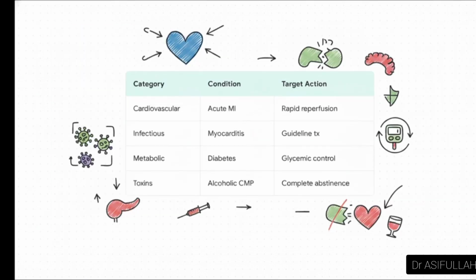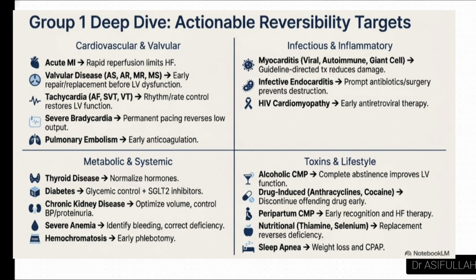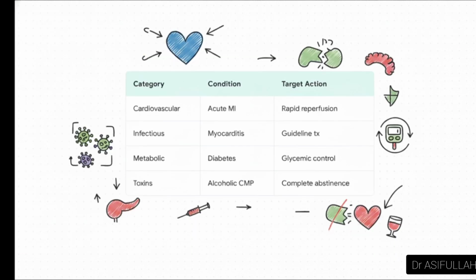This breakdown is basically your cheat sheet for exactly what to target across 4 major categories to successfully reverse left ventricular dysfunction. In the cardiovascular space, it's all about early repair for valvular disease and strict rhythm control for tachycardias. In the infectious and inflammatory category, you've got fascinating targets, like prompt antibiotics for endocarditis or early antiretroviral therapy for HIV cardiomyopathy. Looking at metabolic and systemic causes, optimizing glycemic control in diabetes with SGLT2 inhibitors or normalizing hormones in thyroid disease can profoundly bounce the heart back.